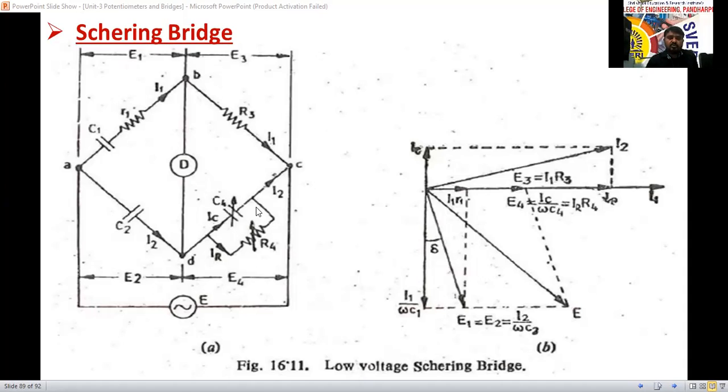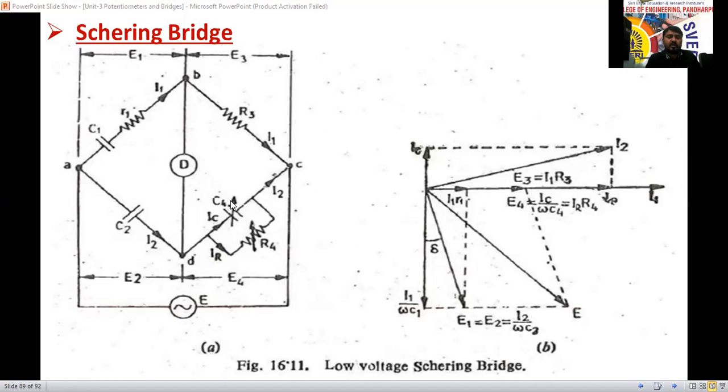Depending on this, to correct whatever dissipation or dielectric loss is there in the capacitance, Schering has added one extra capacitance, that is a variable capacitor here. Now by varying this also, we can bring the bridge into balanced condition. For that reason, they have added it here.